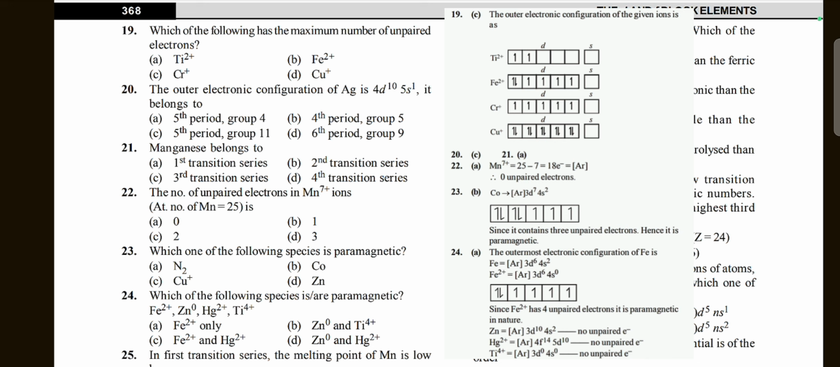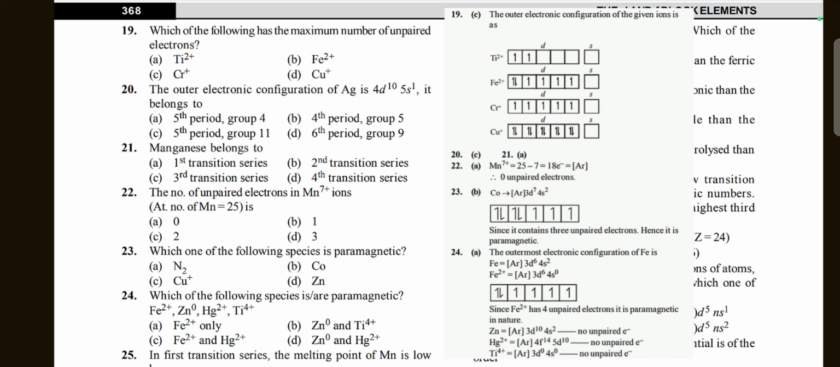The outer electronic configuration of Ag is 4d10, 5s1. It belongs to, so it will belong to 5th period and group 11. So 10 plus 1 is equal to 11. So it will have 11th group. And last shell is 5, so 5th period. Manganese belongs to the first transition series. Option A. The number of unpaired electrons in Mn7+ ion.